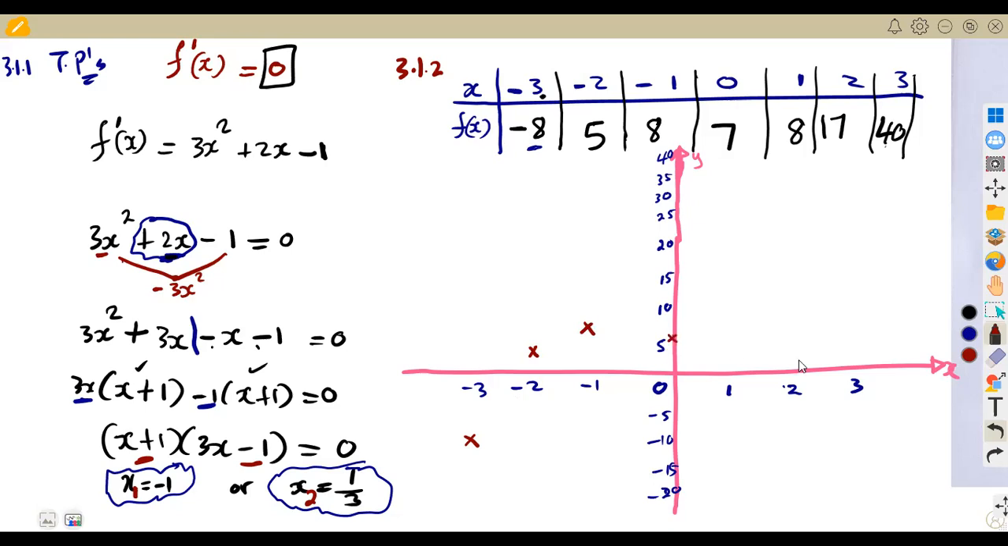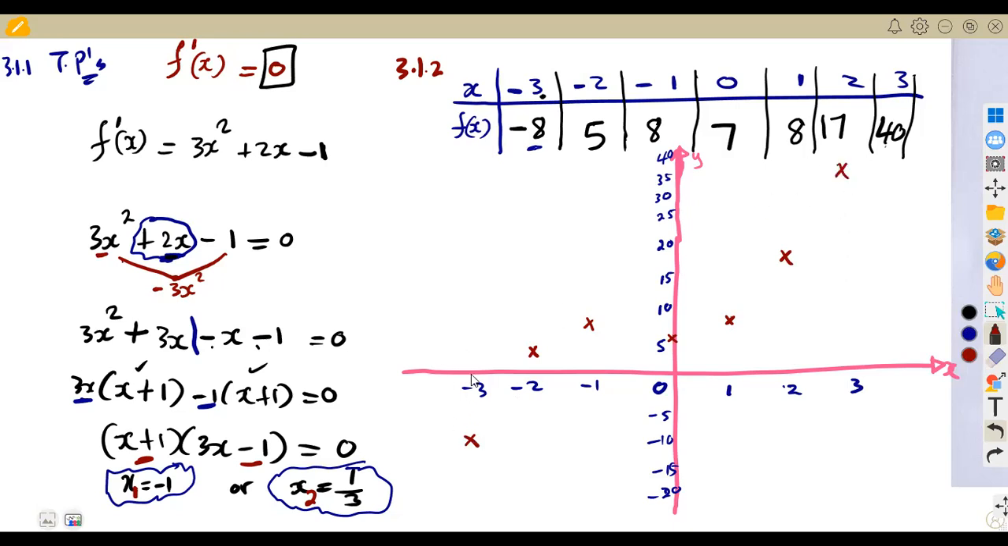Maybe it's somewhere here. Let us just say our -1 versus 8. Let us just make it a little bit up like this. All right, you mark a point. You move on to 0 versus 7, 1 versus 8. You mark a point again on top. 2 versus 17, that is above 15, approximately there. 3 versus 40 there, you mark a point.